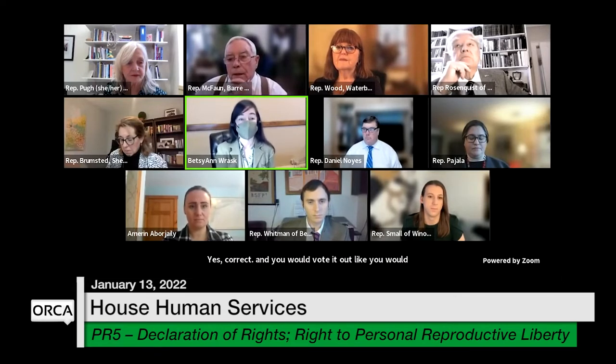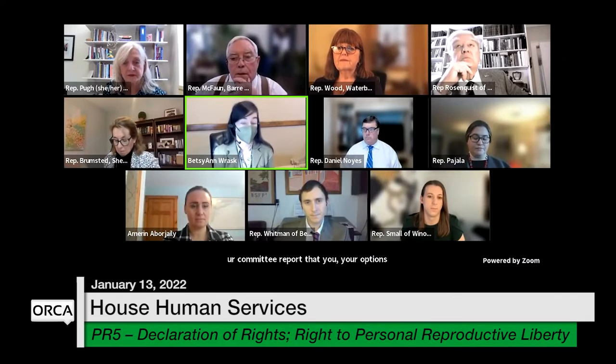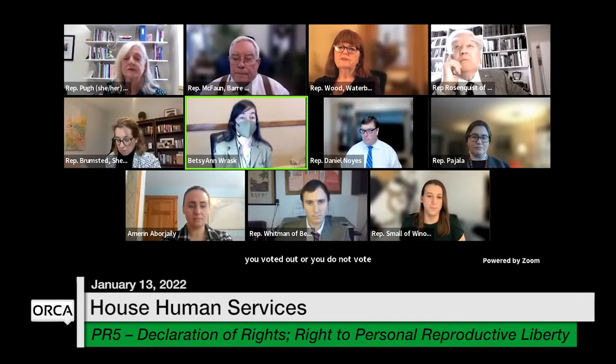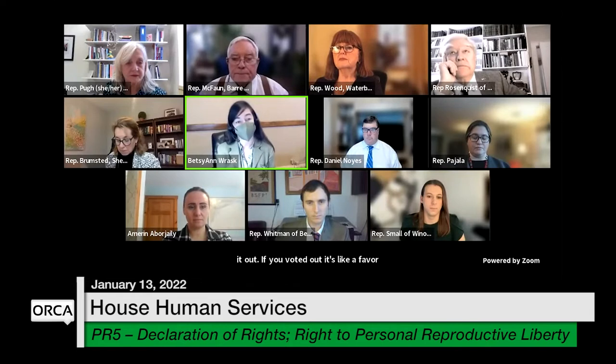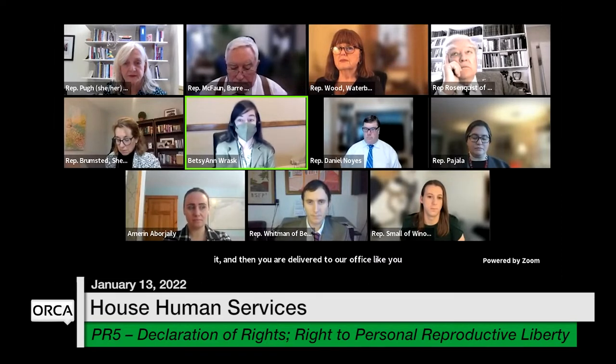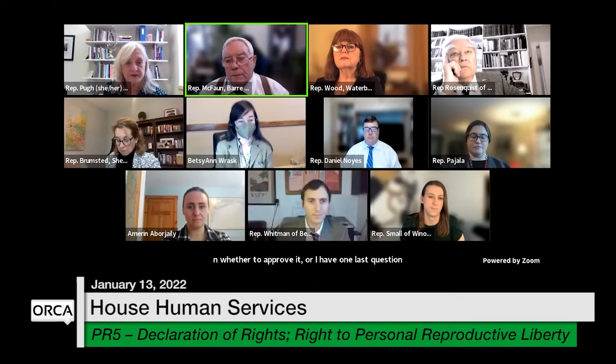And then once you vote it out of committee with your committee report, your option is to vote it out essentially favorably or not, because you're not able to propose any amendments to it. So it's either you vote it out or you do not vote it out. If you vote it out, it's like a favorable committee report for a bill, essentially, if you want to compare it. And then you would deliver it to our office like you would any other piece of legislation. And then the special notice provision applies for the PR, if you voted it out, appearing on the notice calendar for 4 legislative days, and then it would be up for action on the 5th legislative day for the vote on whether to approve it.